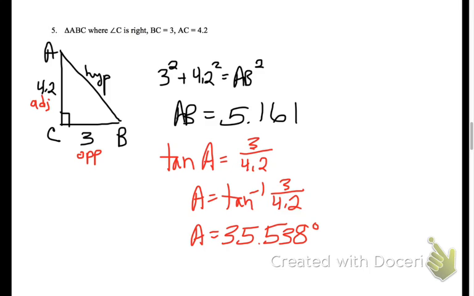Now again, we can subtract that from 90 to get our missing angle B, the measure of angle B, and that's going to give us the approximate value, since we rounded angle A, of 54.462 degrees. We've got our angle measurements, we've got our side lengths.